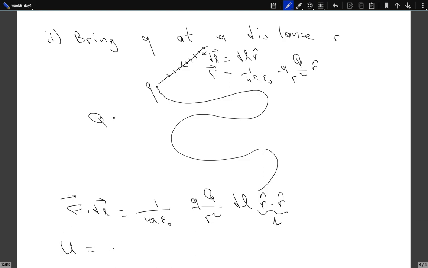Well, the potential energy, this was minus F dot dl. So this is minus 1 over 4 pi epsilon 0, small q capital Q over r squared times dl.